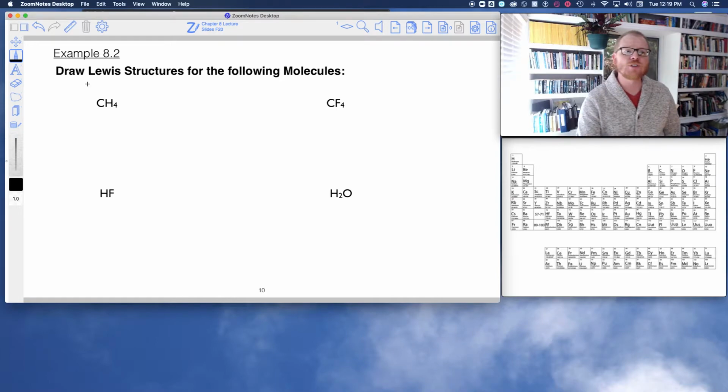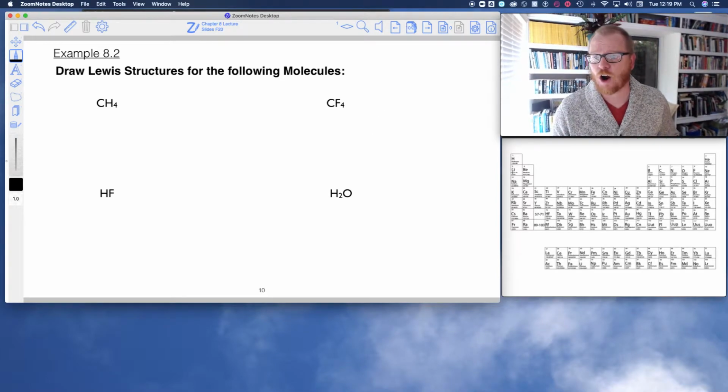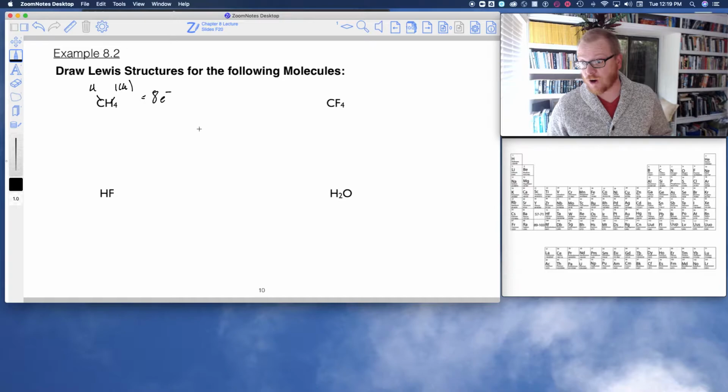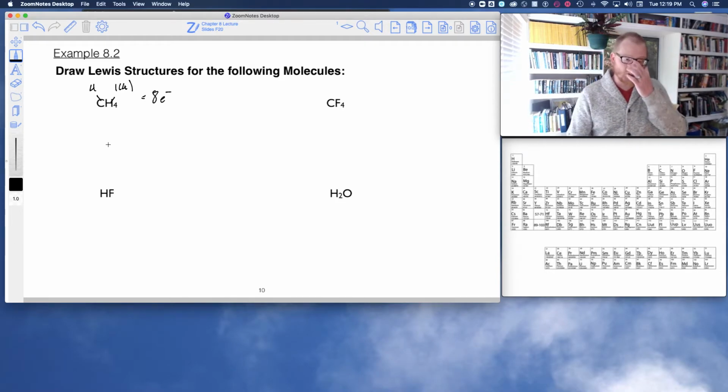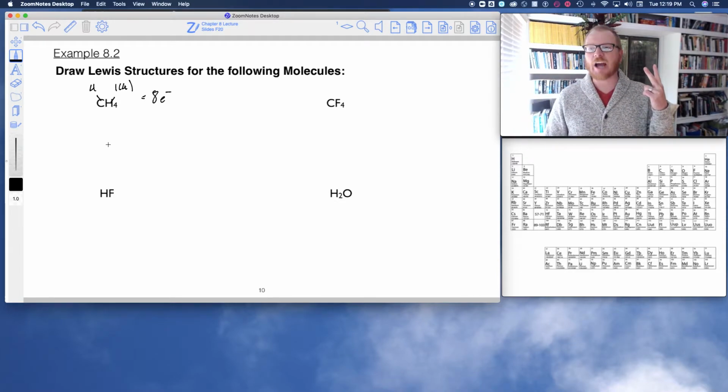With methane, we recognize that carbon, 1, 2, 3, 4, has 4 valence electrons, and each hydrogen has 1, times 4. So I get 8 total electrons, 4 plus 4 to give me 8. I recognize carbon has the bigger bonding capacity than hydrogen. At first you might think, well, hydrogen only has 1 and carbon has 4, but we have to remember hydrogen can only take 2 electrons.